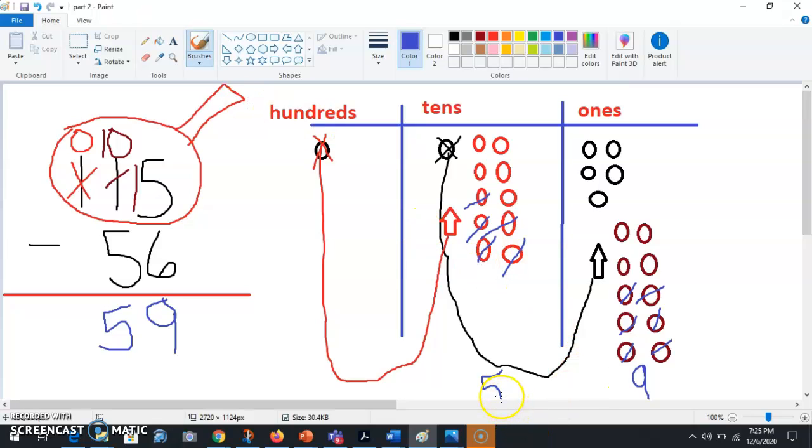There you go. 0 does not come down, boys and girls. Okay, so we leave it like that. So our answer for 115 minus 56 equals 59.